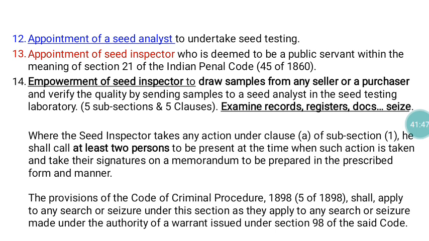This particular section mainly deals with how to take samples from the sellers or the purchaser's point of view, and what things they can examine. The seed inspector is empowered to examine the records maintained by the seed sellers, the registers, stock registers and the stocks, and verify everything. If everything is in order, there won't be any problem; otherwise they can seize the property and issue a stop sale order. Once the stop sale order is issued, that person can't sell any of the material, and they put up a seal. The stop sale order is valid for 30 days.